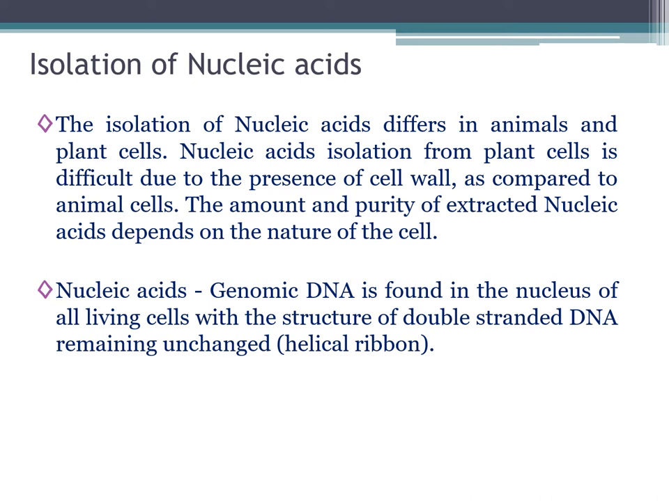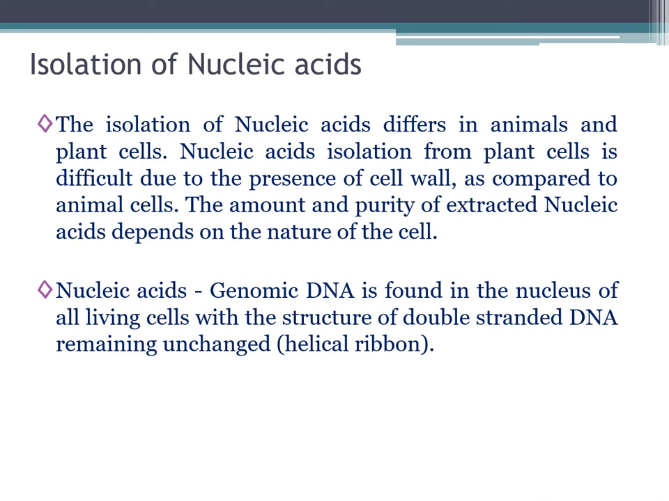The isolation of nucleic acids differs in animal and plant cells. Nucleic acid isolation from plant cells is difficult due to the presence of a rigid cell wall made up of cellulose as compared to animal cells. The amount and purity of extracted nucleic acids depend on the nature of the cell.